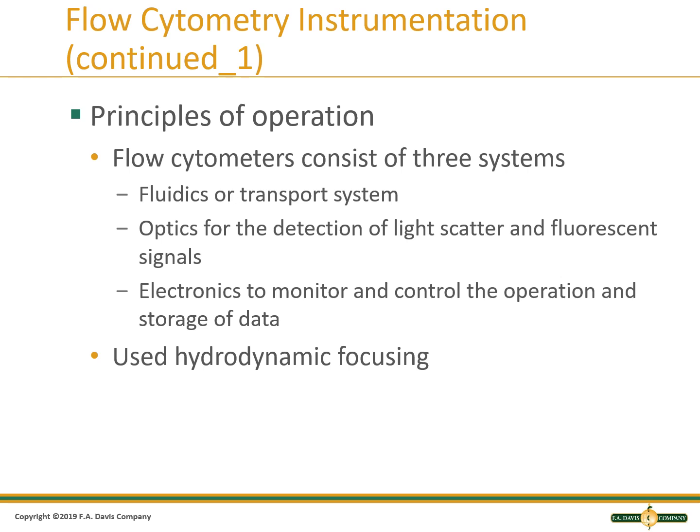The principles of operation behind flow cytometry consist of 3 systems. You have fluidics, or the transport system; optics for the detection of light scatter and fluorescent signals; electronics to monitor and control the operation and the storage of that data; and it also uses hydrodynamic focusing.